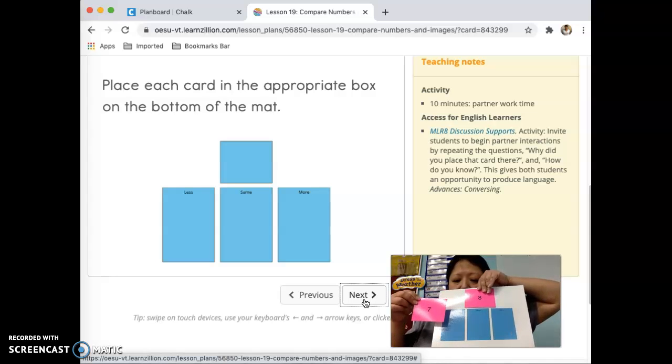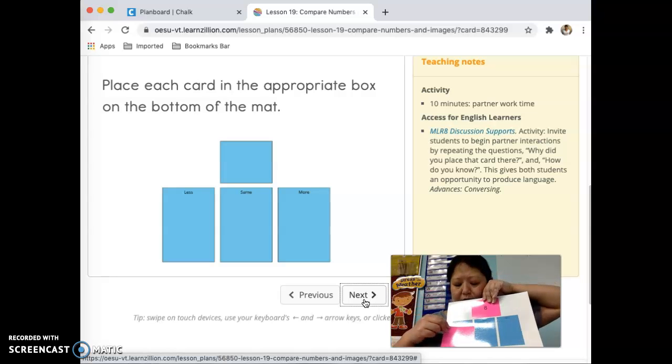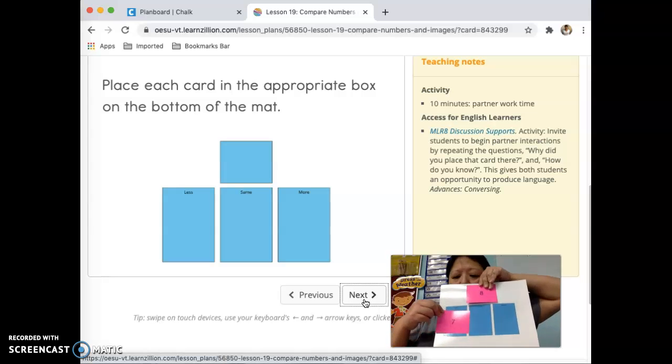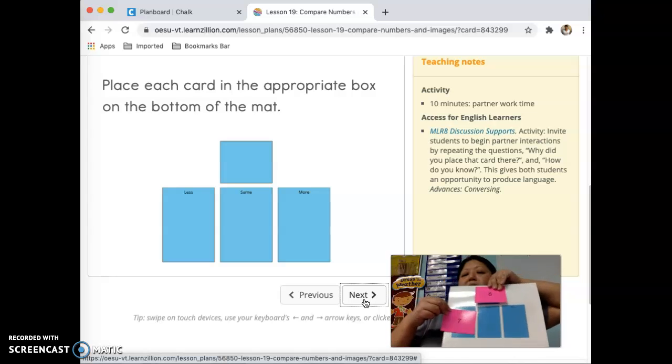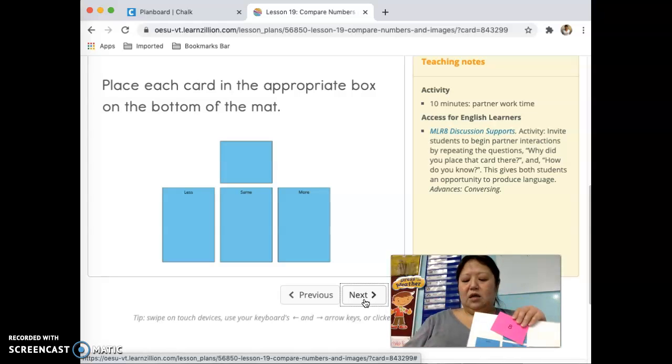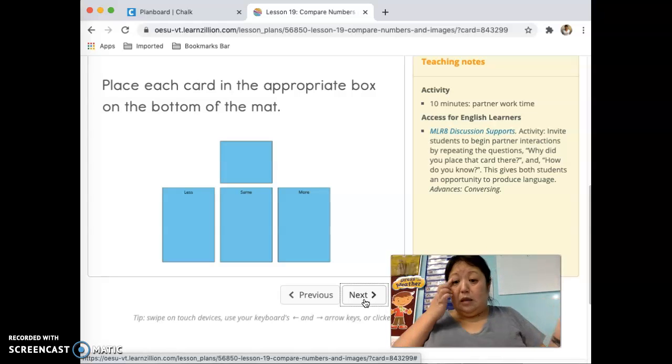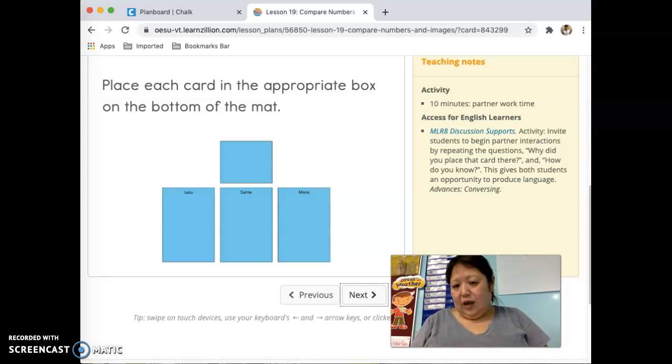So 7 and 8, when we think about those two numbers, 7 is smaller than 8, so less than 8. So we're going to put it in this first column right here. Then we're going to say 7 is smaller than 8 or less than 8. Okay? So that's how you play this game, and you're going to go through all your cards and place them in the proper places, and that will be your game for today.